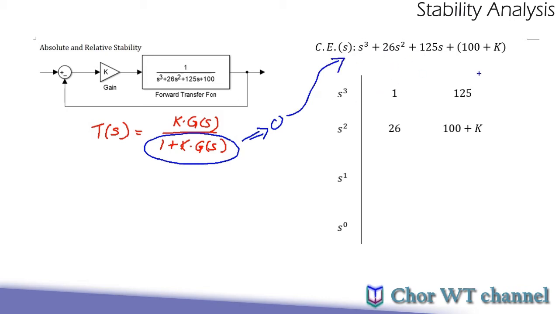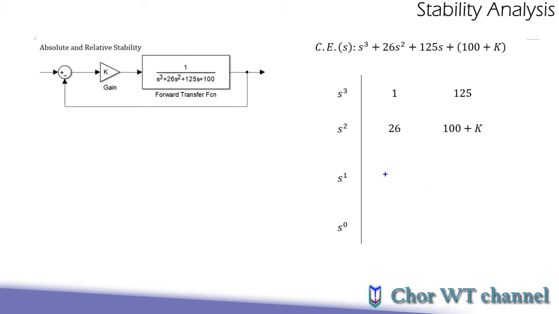From the characteristic equation, we can build the Routh table. For the first two rows of the Routh table, we are substituting the coefficients of the polynomial as such. For the remaining two rows, we are going to use the product of the diagonal elements to calculate the remaining terms.